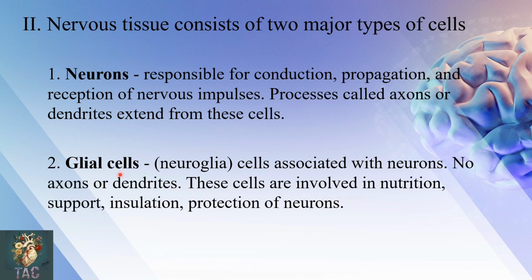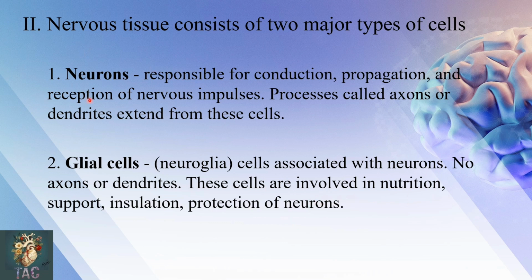The glial cells, also called neuroglial cells, are associated with the neurons. They have no axons or dendrites, and these cells are involved in the nutrition, support, insulation and protection of the neuron. So these are the cells which are basically involved in maintaining the physiological conditions of the neurons. They help the neuron in their nutrition, support, insulation and other things which are important for the neurons.